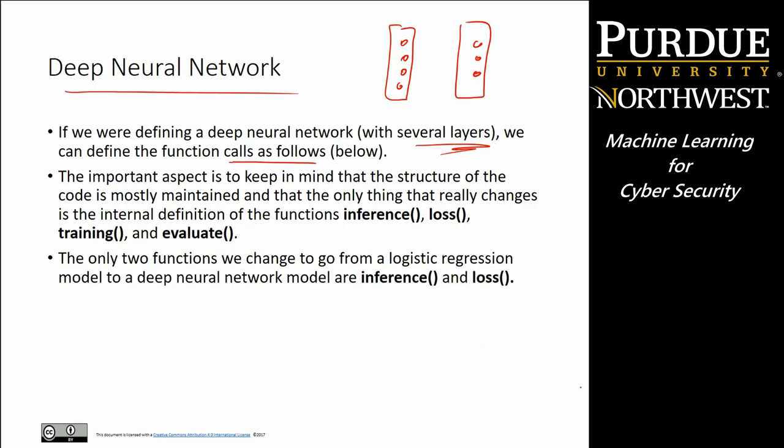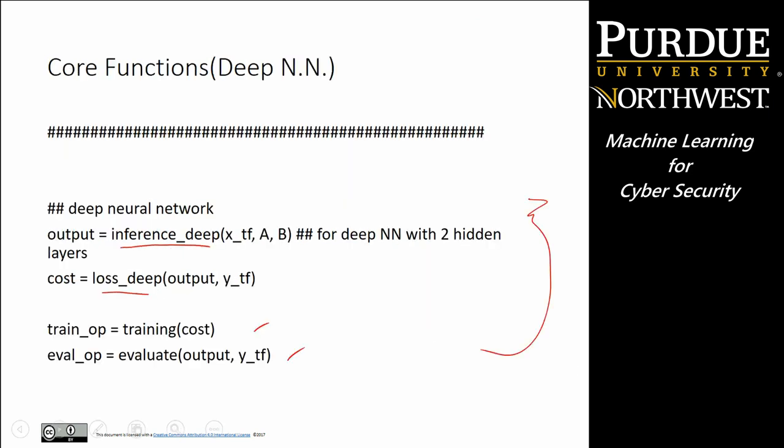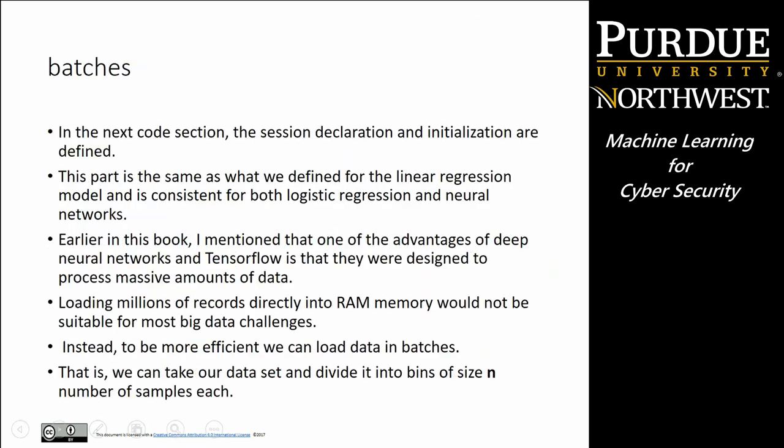So the important aspect to keep in mind is that the structure of the code is mostly maintained, and the only thing that really changes is the internal definition of the functions inference and loss in particular. Right? So that's what changes. So the only two functions we change to go from logistic model to a deep neural network are these two that I mentioned. And I talked about that. All right, so hopefully that made sense. Are there any questions about that?